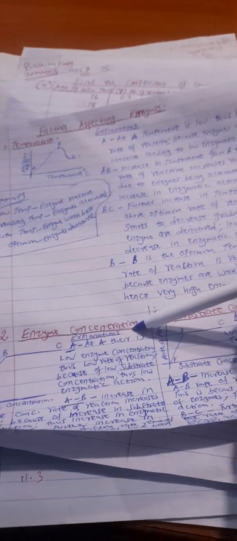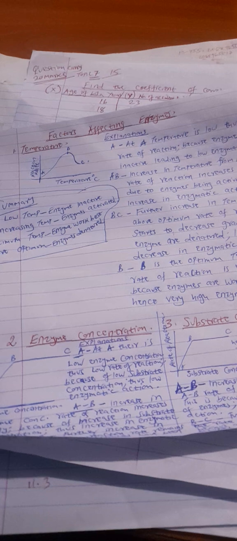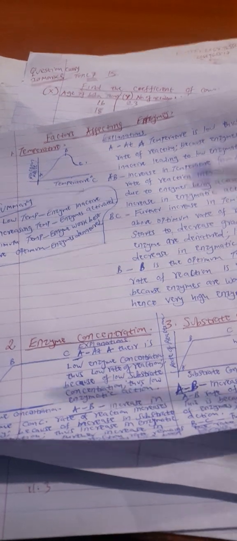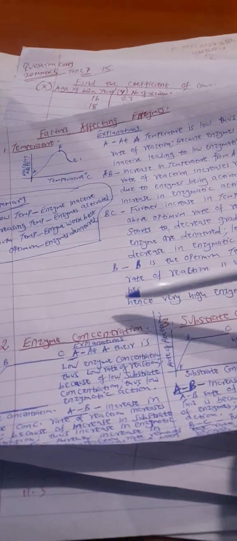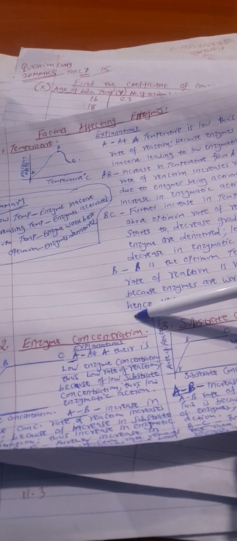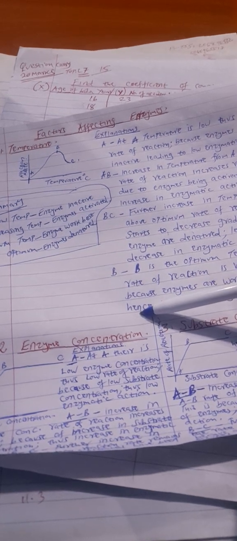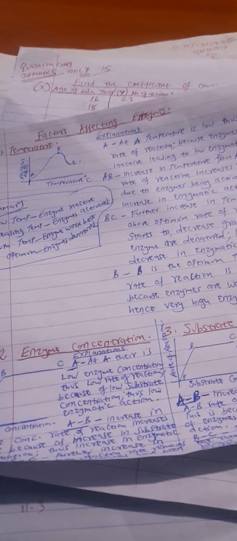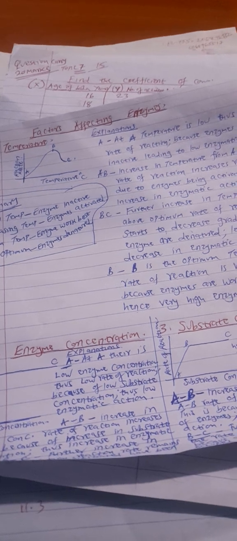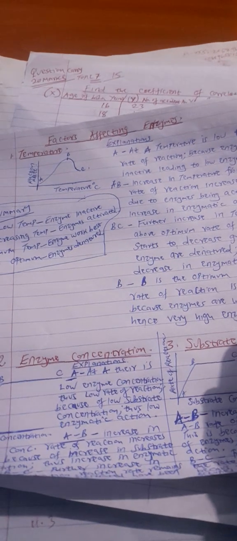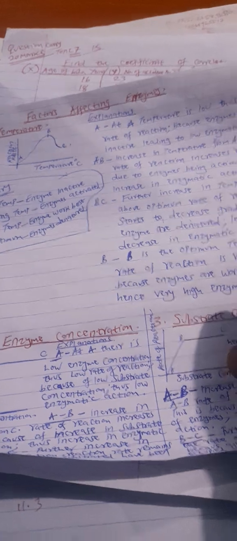Temperature is one. Number 2, we have enzyme concentration, we have substrate concentration, we have enzyme inhibitors, we will have pH, and the last one, we have cofactors and coenzymes. But let's first start with the main key one, which is the temperature.